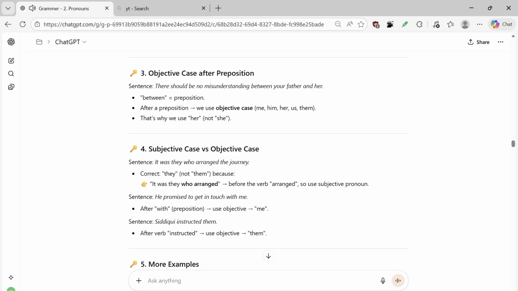Between equals preposition. After a preposition, we use objective case: me, him, her, us, them. That's why we use her, not she. Gesture 4: subjective case versus objective case sentence.